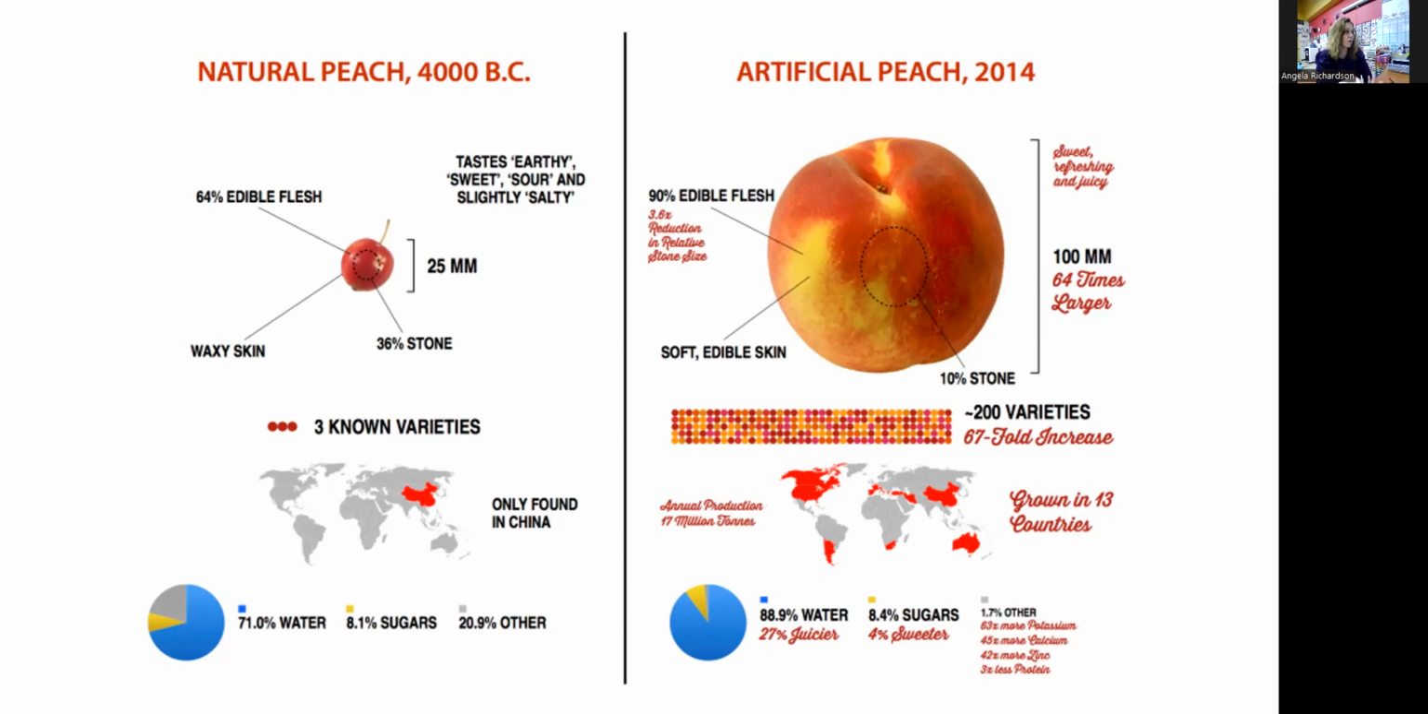Now, 6,000 years later, it's North America, South America, Asia, Africa, Europe, Australia. There's over 200 varieties of peaches. We've increased the water content upwards of 17%. The sugars have stayed the same, but they've made it 4% sweeter. And then they've decreased that 21% of other stuff down to 1%.